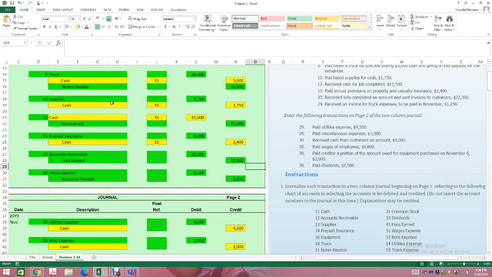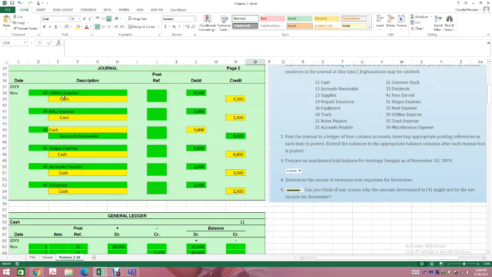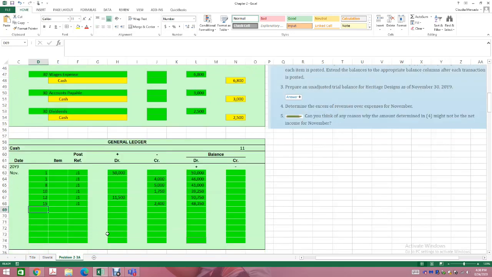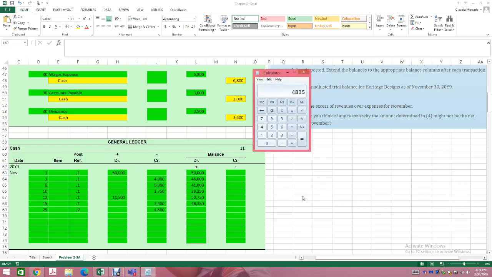So those are all of my cash transactions for page number 1. Now I'm going to go on to page number 2. On page number 2, I've got on the 29th $4,500 credit to cash. So this is happening on the 29th. This is journal 2. And I've got a credit for $4,500. Because it's a credit, I am going to subtract. So $48,350 minus $4,500, that's $43,850.